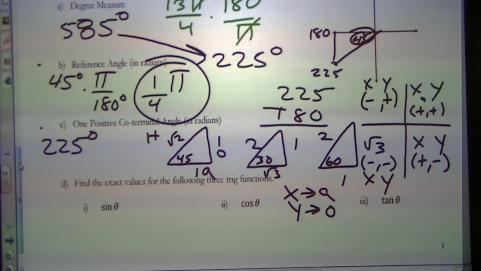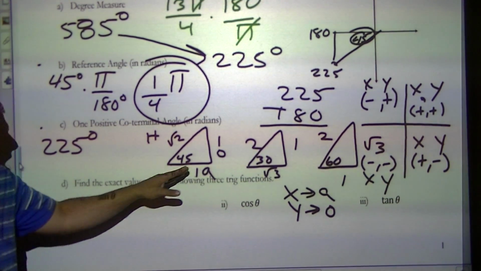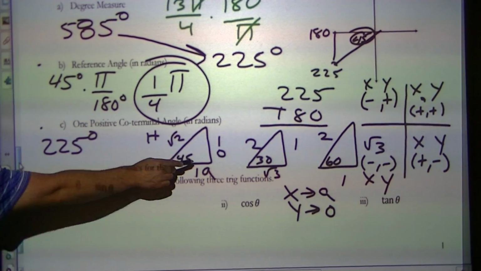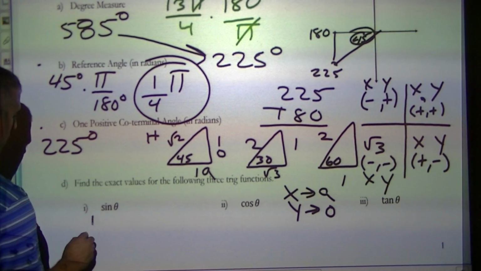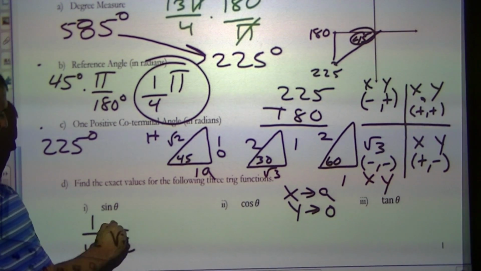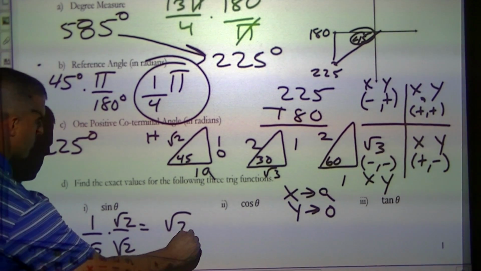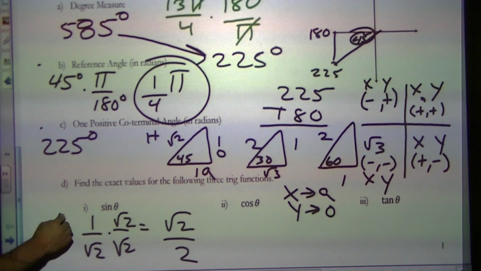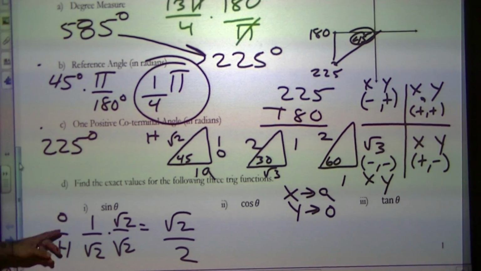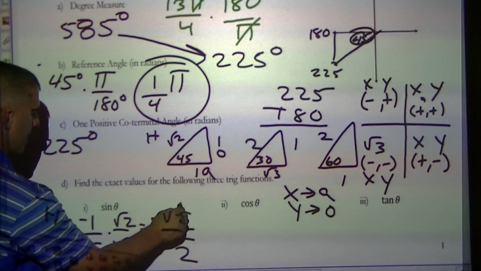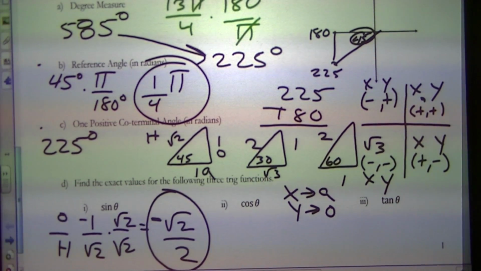So if I look in this, I have 45 degrees. So this is the triangle I'm going to use, H, O, and A. So the sine of that is 1 over the square root of 2, which, if you simplify that, would be square root of 2 over 2. Now, this was O over H. What we know is if we're down in that quadrant, that O has to be negative. So that's going to be negative square root of 2 over 2. For cosine, it's very similar.